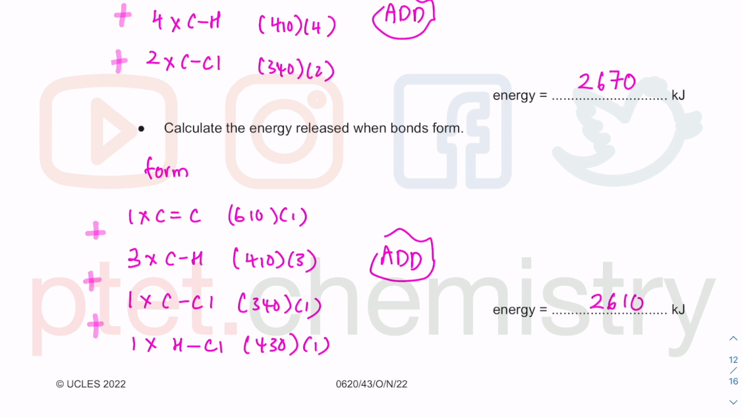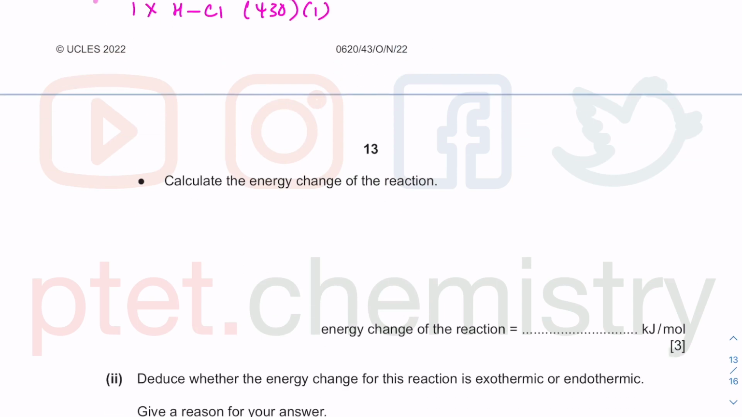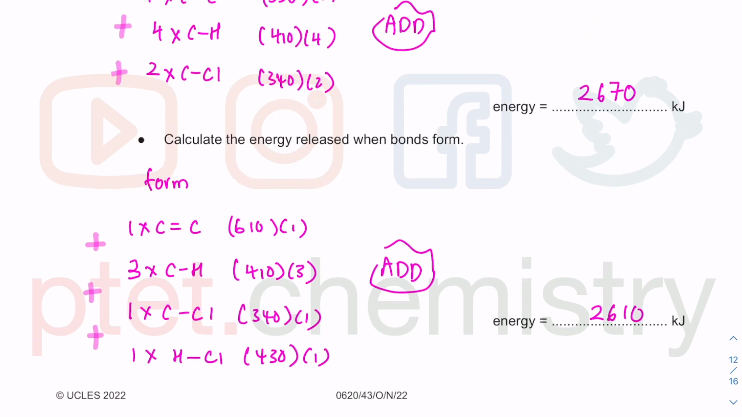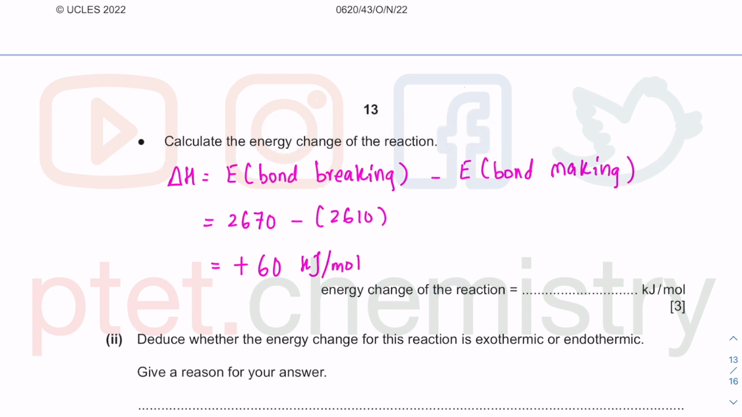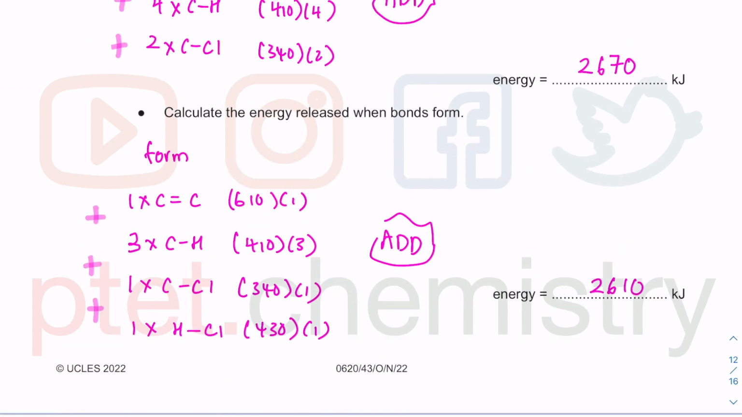So 2670 for bond breaking, 2610 for bond forming. So the enthalpy change is the total energy for bond breaking minus the energy released for bond making, and I take the difference between the two: 2670 minus 2610. Because this is to do with enthalpy change, I must have a sign, a value, and a unit there. So I put down kilojoule per mole now, because this is enthalpy change and no longer just about energy.